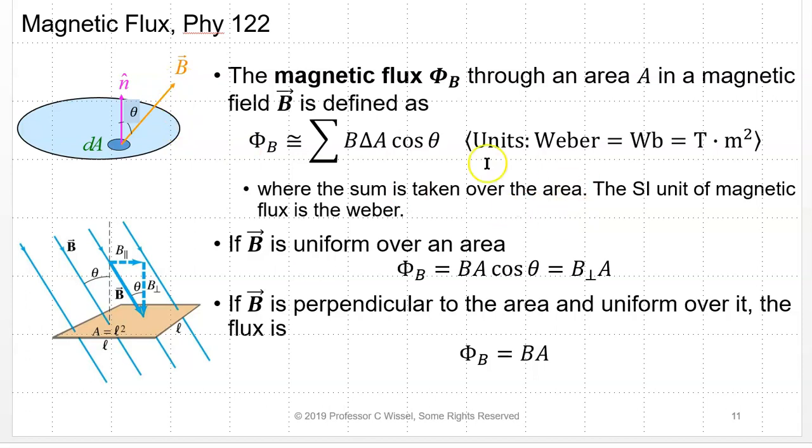If the magnetic field is uniform over the area, phi b is just BA cosine theta, where theta is this angle between the normal and B. Or we can rewrite that as B perpendicular A. If B is perpendicular to the area and uniform over it, then the flux is phi b equals BA.